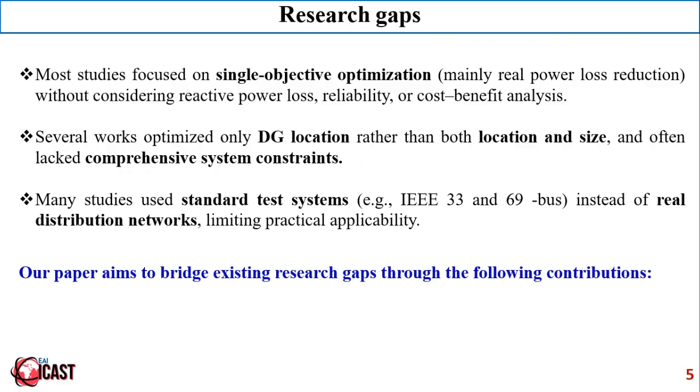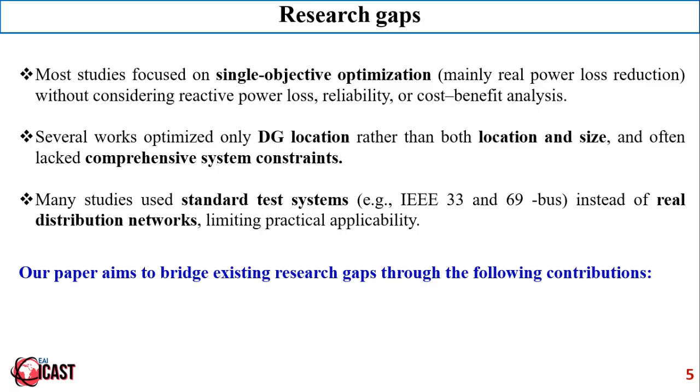The next part is research gaps. So many researchers have done a lot of research regarding this area. However, most studies focused on single objective optimization, mainly real power loss reduction, without considering reactive power loss, reliability and cost-benefit analysis, and several works optimized only DG location rather than both location and size, and often lacked comprehensive system constraints. And many studies use standard test systems, that is IEEE 33 and 69, instead of using real distribution systems, which limits practical applicability.